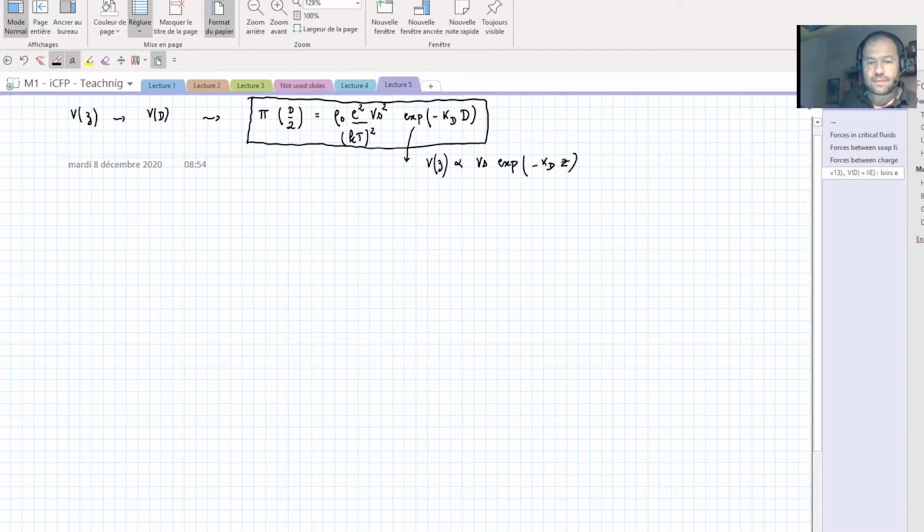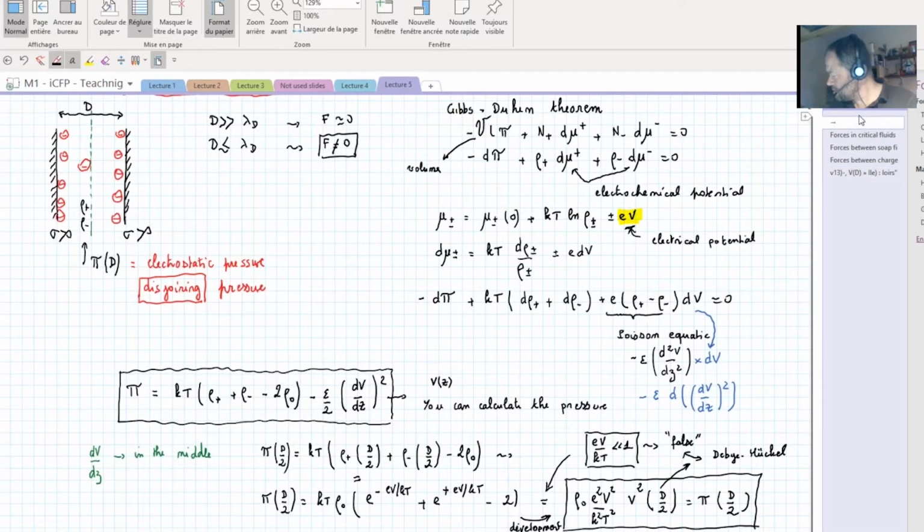Can you hear me? Yes. It seems that this is not the dimension of a pressure. Maybe there is no square on the kT at the denominator. Yes, you're right. There is no square on the kT. Because I had one kT here and two kT here. That works. Thanks.